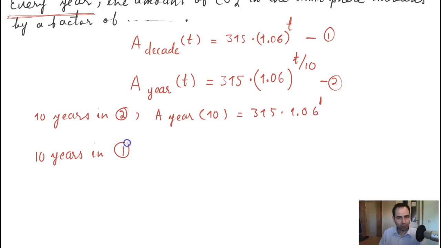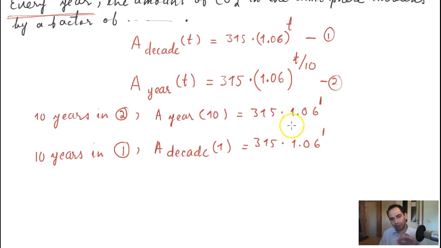Now 10 years in equation number 1 would give me A decade of... well, 10 years is nothing but 1 decade, so it becomes A decade of 1 is equal to 315 times 1.06 raised to the first power. So you can see that you will get basically the same outputs for the same duration of time from both the different functions, either from function 1 or from function 2.